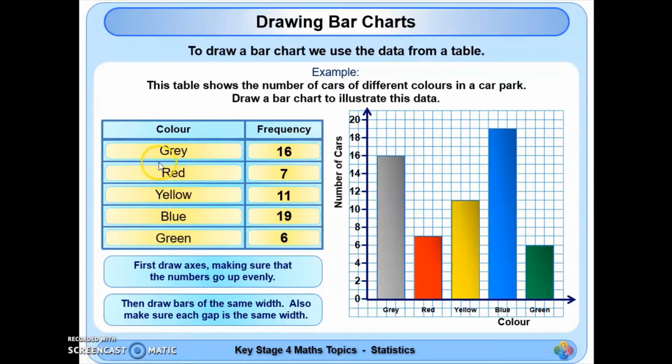So we've used the frequencies, we've used the totals in our table, which correspond to the heights of each bar to complete our bar chart, making sure widths of gaps and widths of bars are consistent and equal in width, and also our scale and axes are accurate and appropriate.